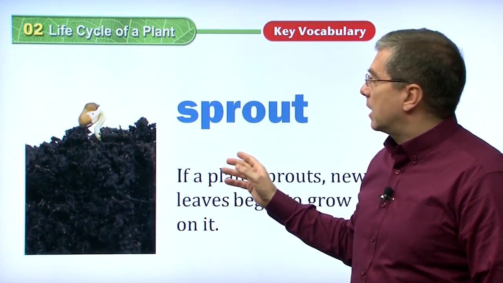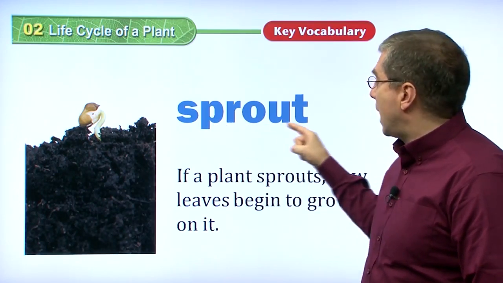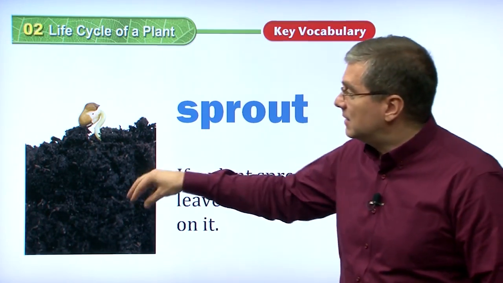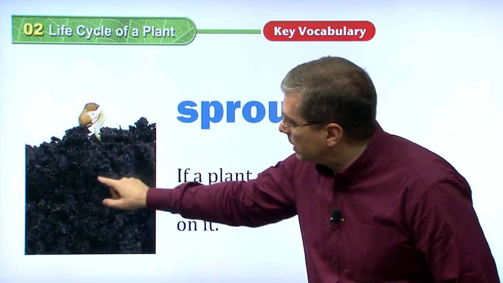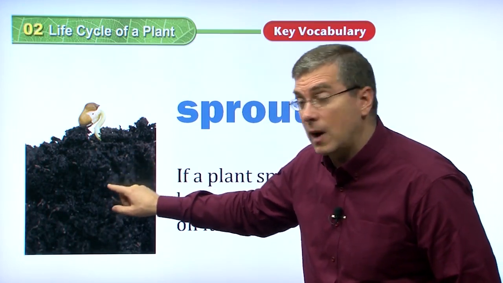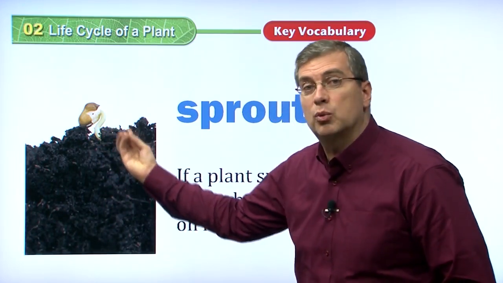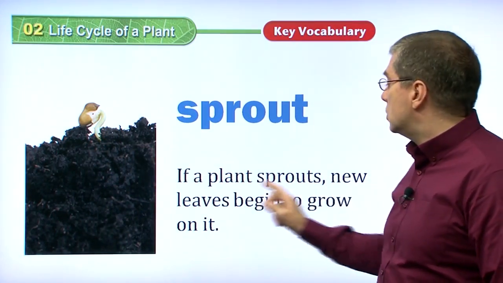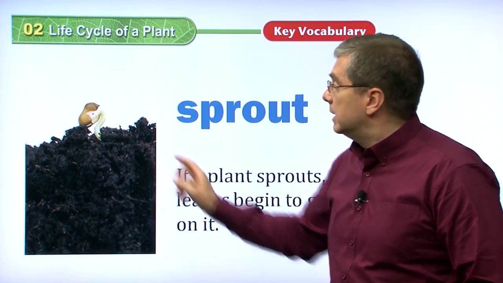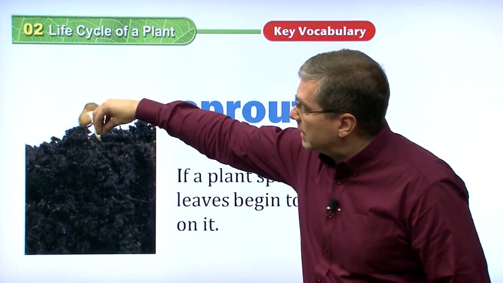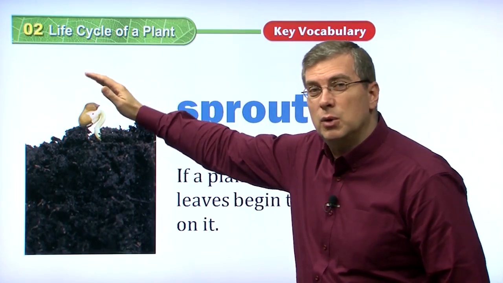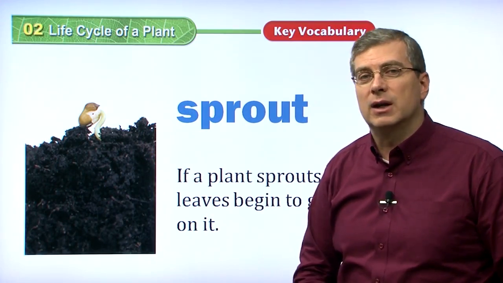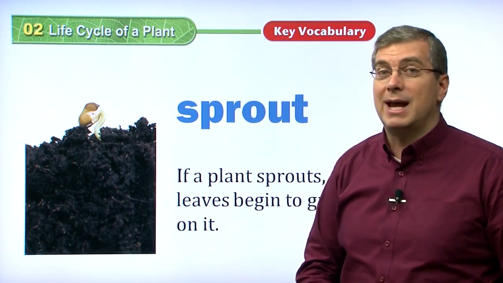Okay, so what we saw there, the word that I used, sprout, right? We're using this word as a verb. I said these seeds will sprout up. Right now, we can imagine there's a seed under the ground here, and this seedling is sprouting up through the dirt. If a plant sprouts, new leaves begin to grow on it. So basically this seedling is growing up and it starts to put out leaves right away. Okay, very quickly, because leaves are a very important part of the plant.